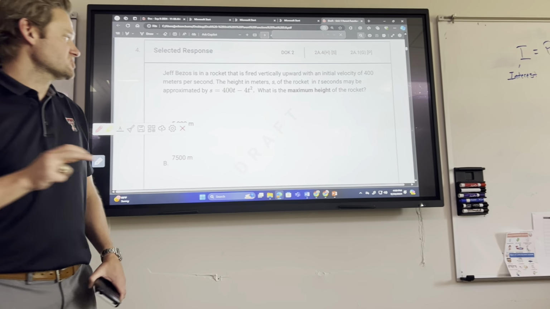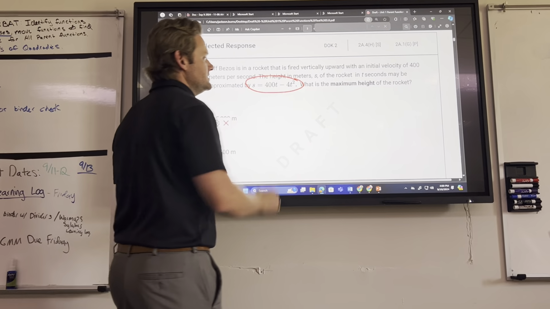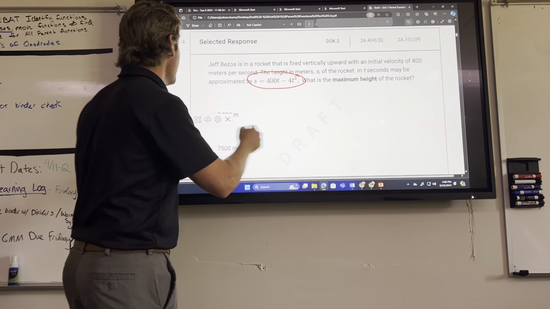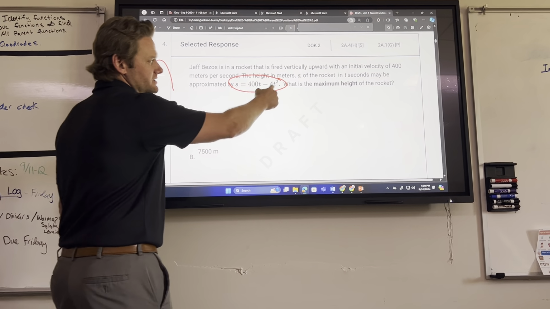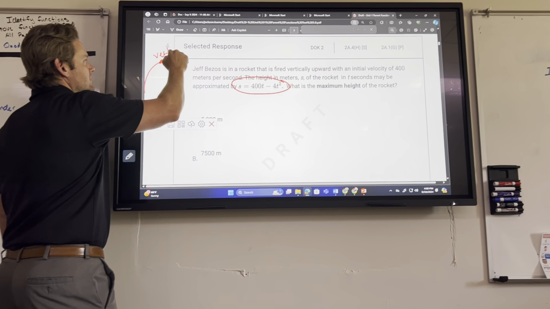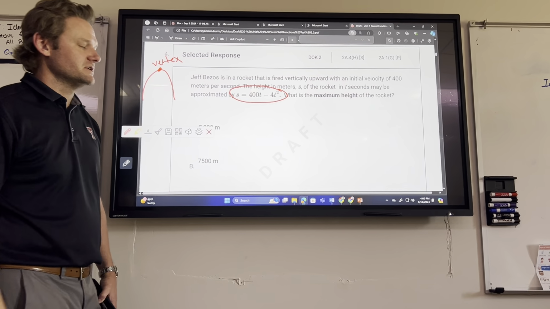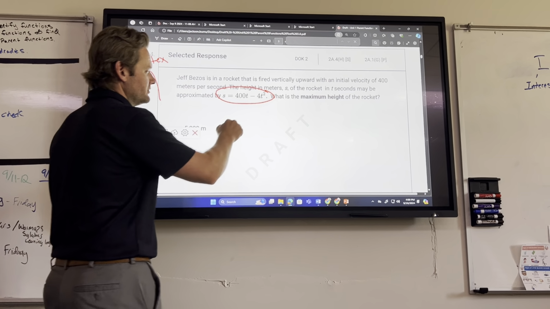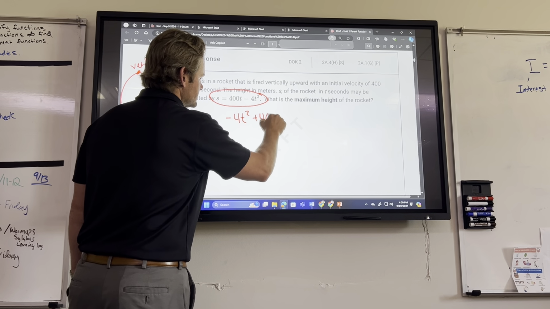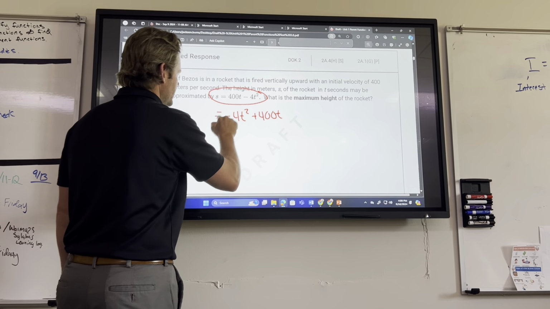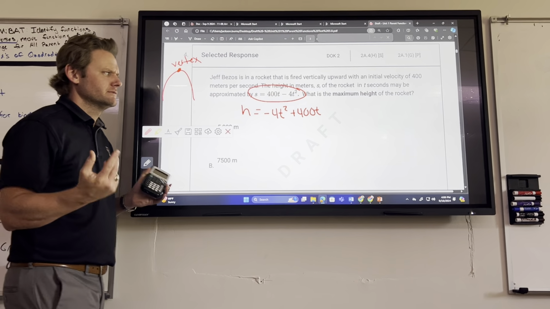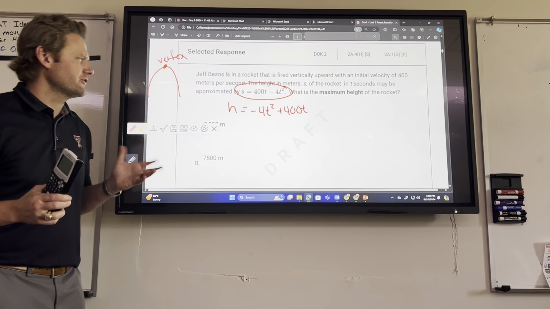What do I need to get this quadratic in to see the maximum height? Vertex form? Yes, I need to get it in vertex form. First of all, I know it's opening down because I have a negative t squared. So I need to find this vertex. So what I've got to do is put this equation in vertex form. The first step I'm going to do is rewrite it like this: negative 4t squared plus 400t, and I'm going to say equals h because I don't think s is a good term for height, although that's what they have. So I'm looking for the height here.